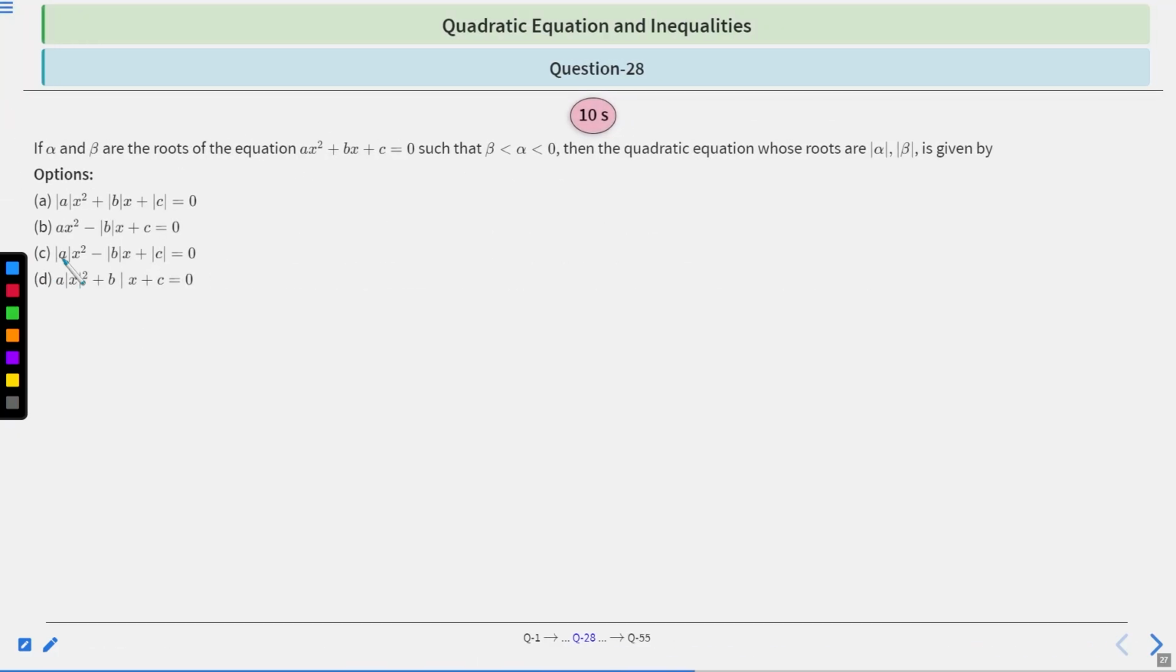Let's move to the next question, question number 28. If α, β are the roots of this quadratic equation, such that β < α < 0, then the quadratic equation whose roots are |α| and |β| is given by. So let's move to the solution part after 10 seconds.